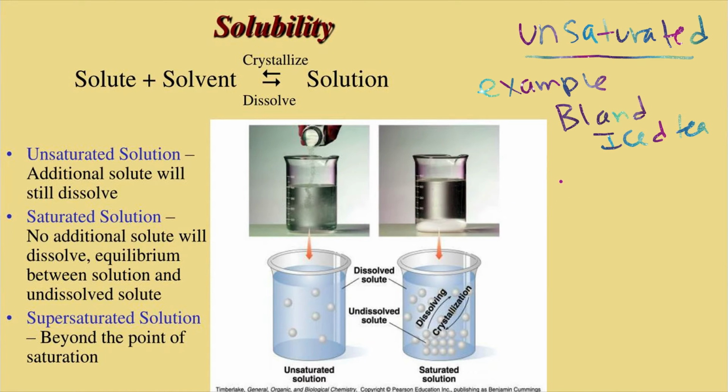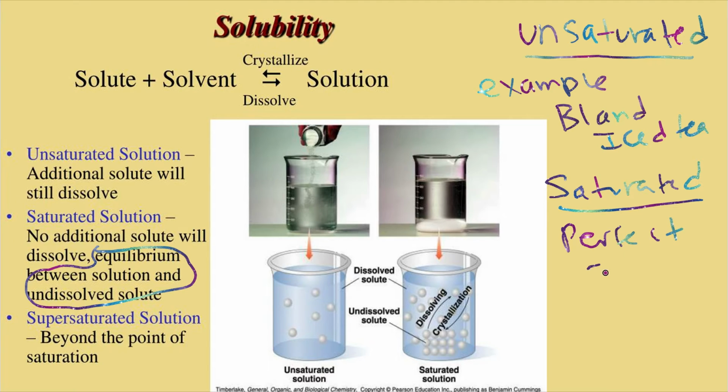When it's saturated, it means that you can't dissolve any more iced tea mix, because if you do, it's going to start to settle at the bottom. It has reached an equilibrium between solution and undissolved solute. So this is important right here, because this is something that comes up on the test. Another way to describe a saturated solution: when we talk about iced tea, saturated is the perfect solution. I'll put solution. Oops, spelled that wrong. But you guys know what I mean.